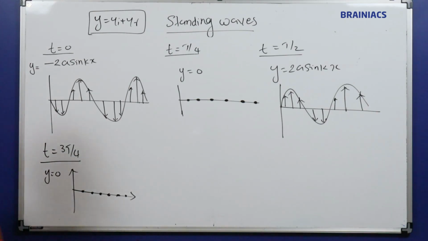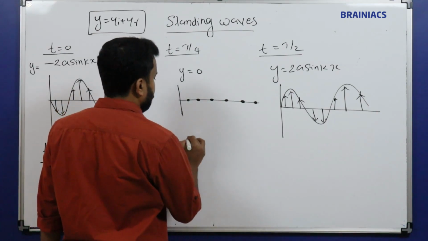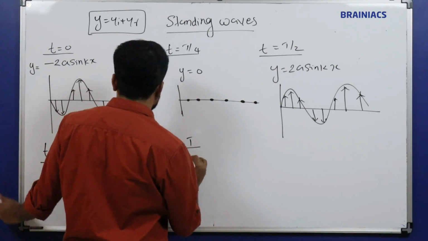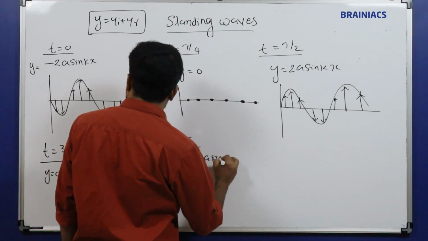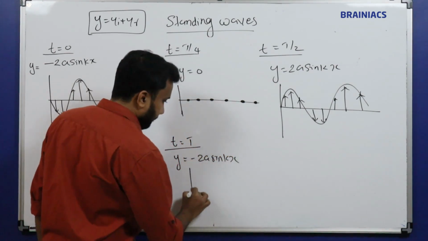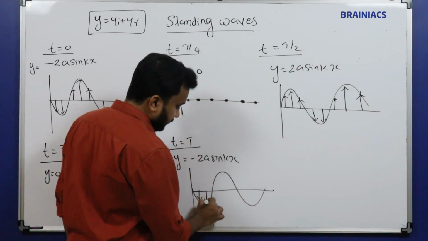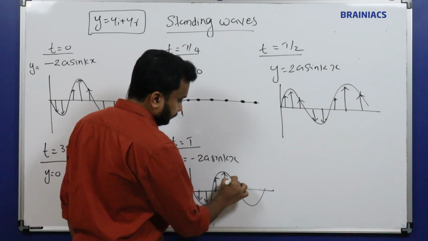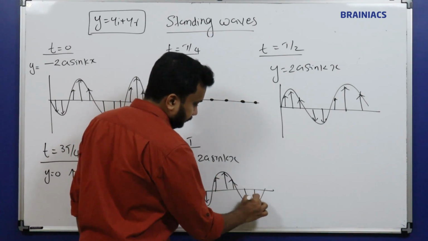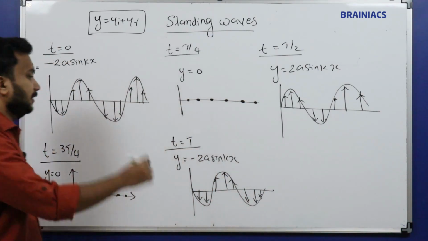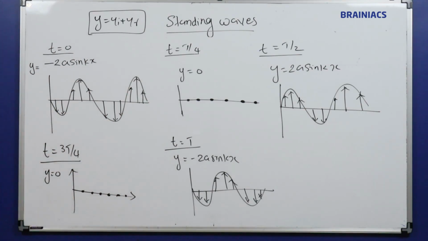At t equal to T, what will we get? The same thing: y is equal to minus 2a sin kx. So how will the graph look like? The graph looks like this. So what did you understand from this graph? What does it depict?